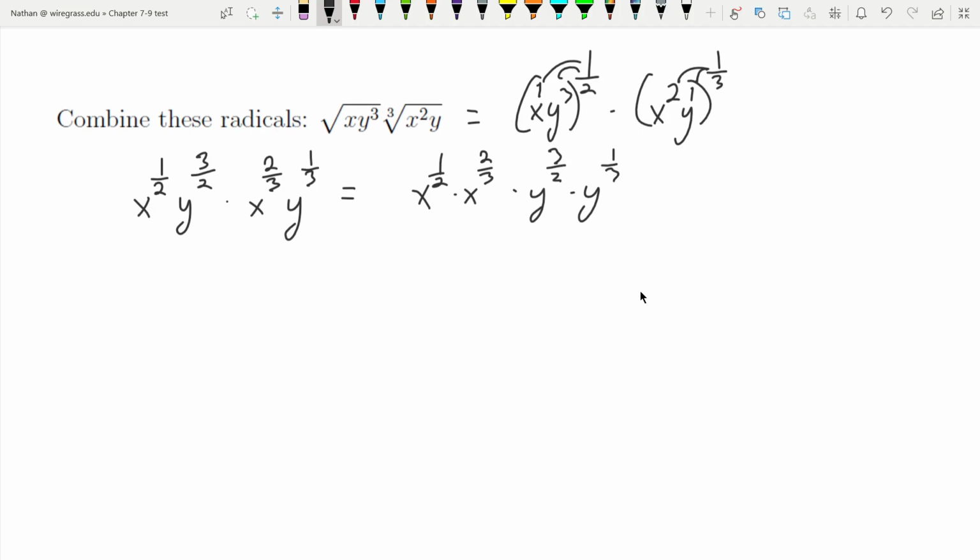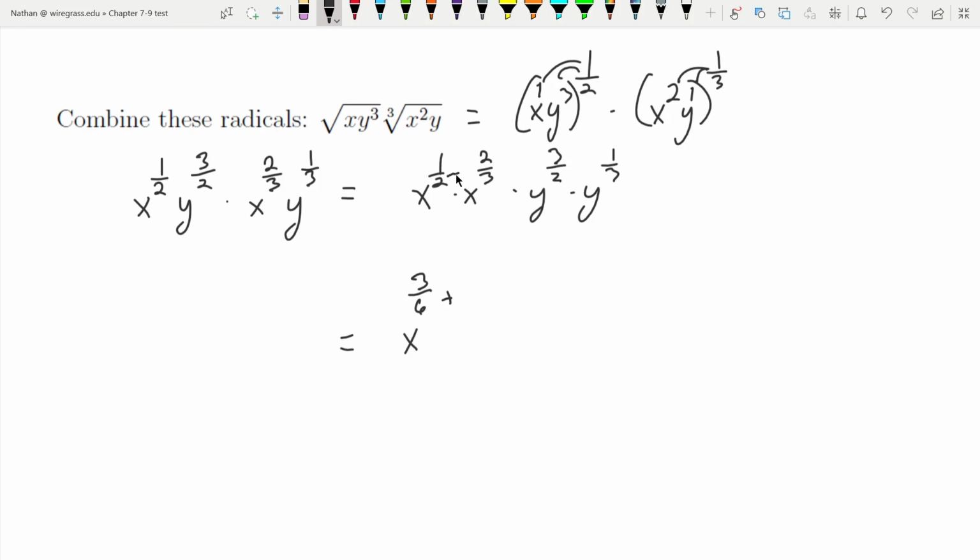Multiplying like bases, we need to add the exponents, and we need to get common denominators. So I'm going to make this a denominator of 6, so I'm going to multiply by 3/3. So we're going to get x to the 3/3. I'm going to add that to, sorry, it's 6/6. I multiplied by 3/3. That gives me 3/6.